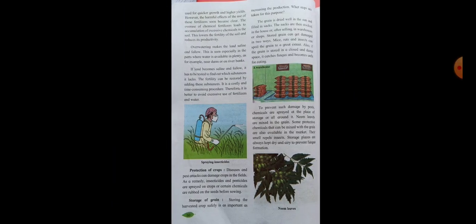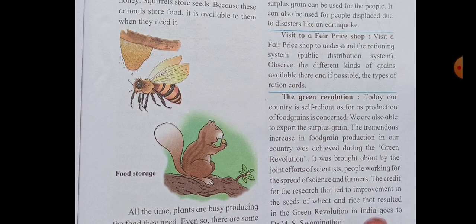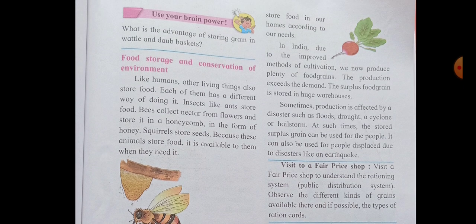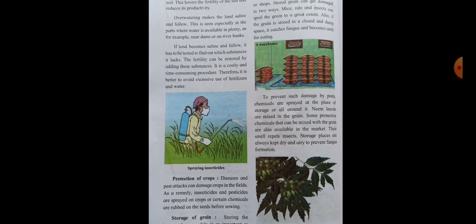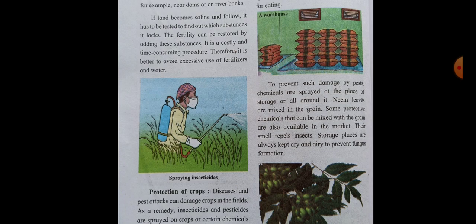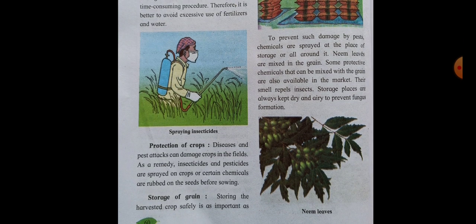In this way, children, go through the whole lesson again, and definitely you will understand. Here we studied food storage and the conservation of the environment, explained the visit to the fair price shop, and how neem leaves are very important. Go through that also.